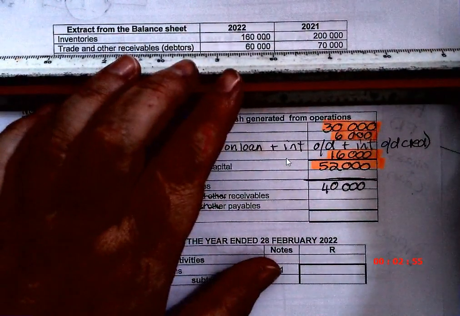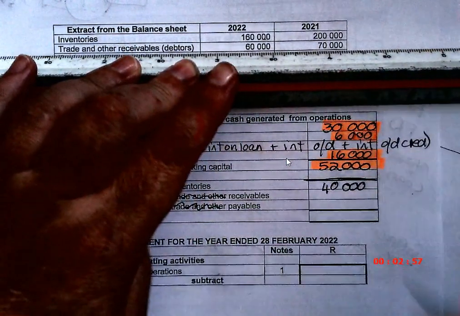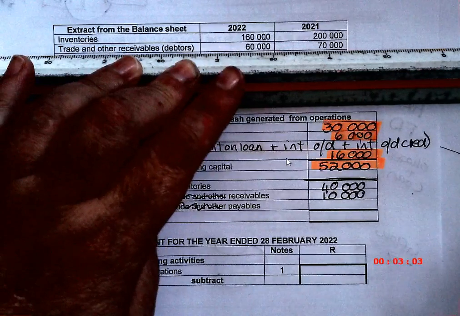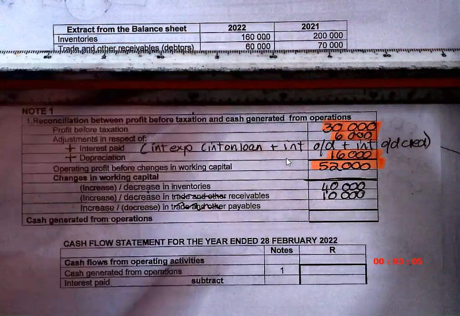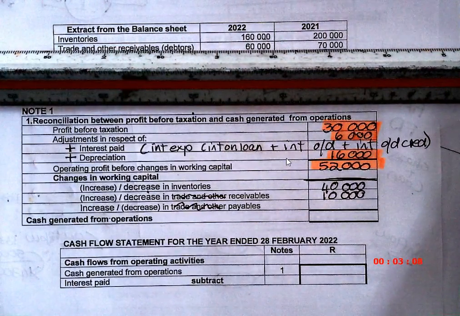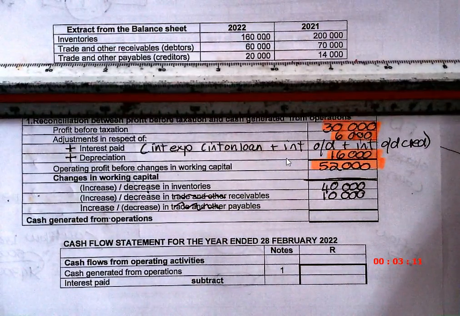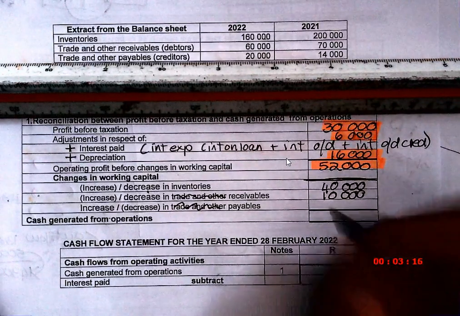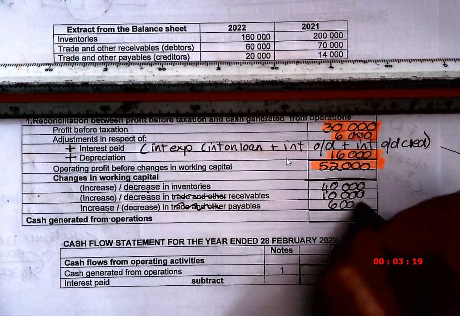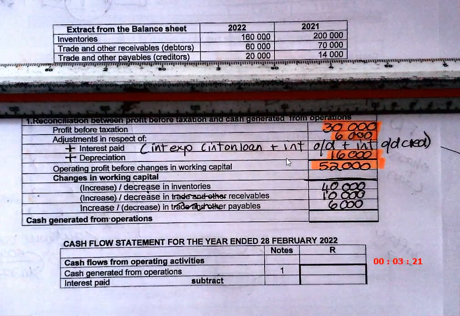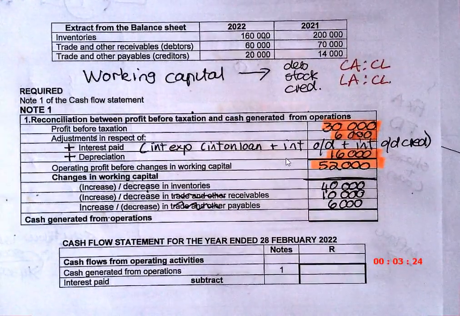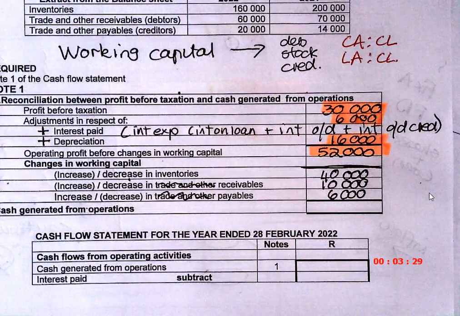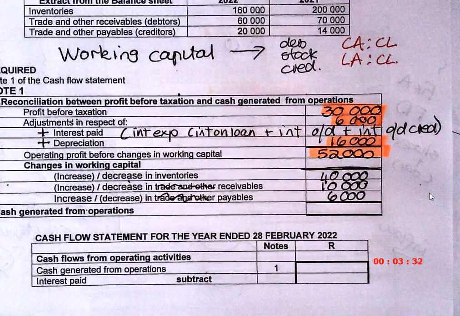Okay. Let's look at the next one. Let's quickly look. Can I see the difference? There's 10. Is it an increase or a decrease? It's a decrease. Is a decrease a bracket or no bracket? No bracket. Payables. It's an increase of 6. Is it an increase bracket or no bracket? Can you see in this case there's no brackets? There is no brackets.